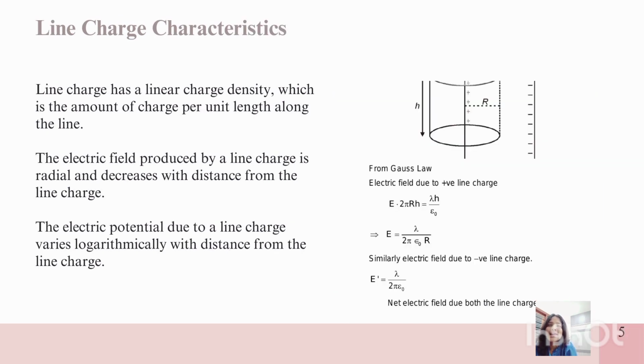Sheet charge characteristics. Sheet charge has a surface charge density, which is the amount of charge per unit area of a surface. The electric field produced by a sheet charge is perpendicular to the surface and constant at a given distance. The electric potential due to a sheet charge is constant at a given distance from the surface. So surface density is equal to dq by dA.